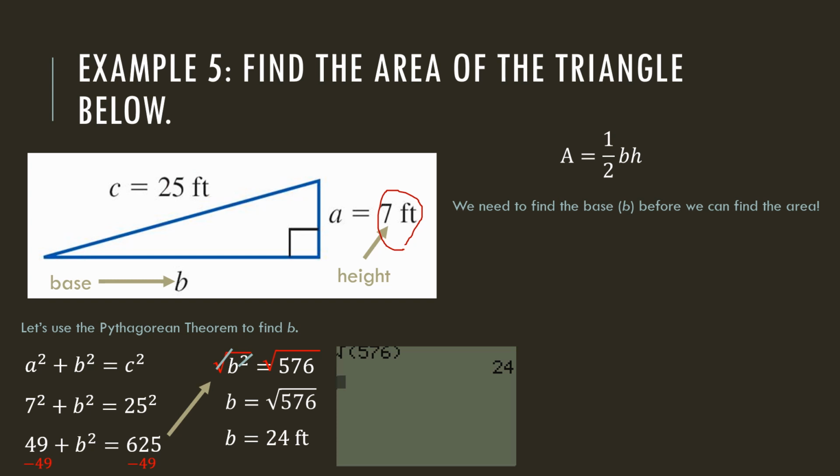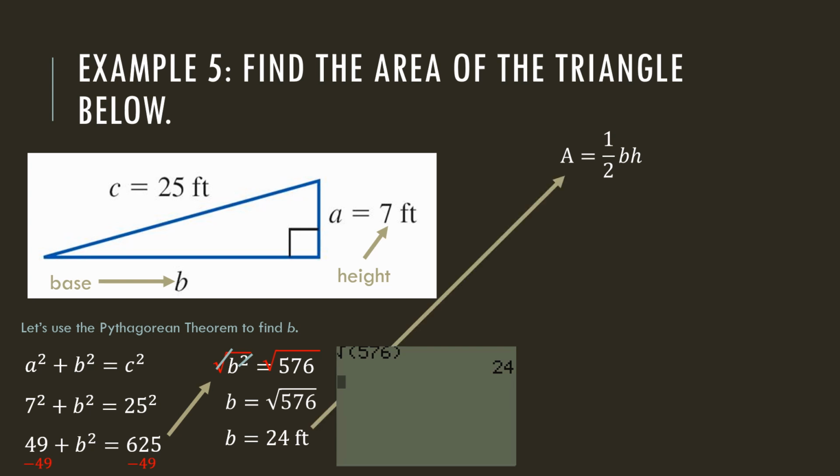So now I know the base. So we've only accomplished half of the problem. Now we know the base, we can go ahead and plug it into our area formula. So area is 1/2 base times height. So that's 1/2 times the base, which is 24 feet, times the height, which is 7 feet. Once again, don't forget that with area, since we have feet times feet, this is going to become square feet, or feet squared. So we have 1/2 times 24 times 7 is 84. So the area is 84 feet squared.